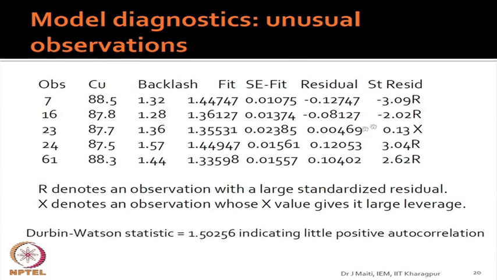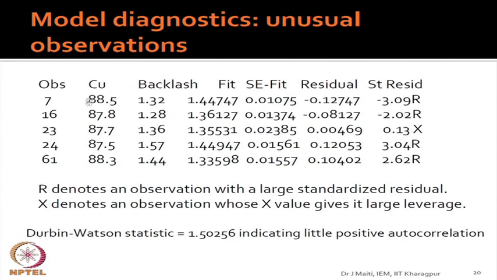So, I told you there are 5 unusual observations, 1, 2, 3, 4, 5, correct. This is also available in software. You ask Minitab, it will give you the observations which are influential to be considered. Then another important issue is to see the variables which are making the observations influential.